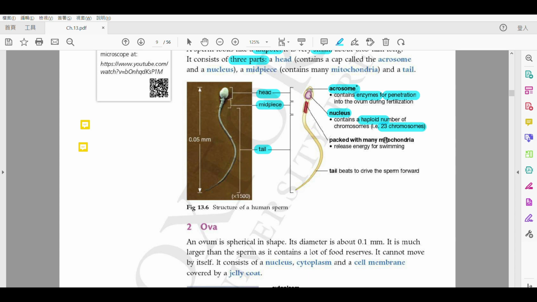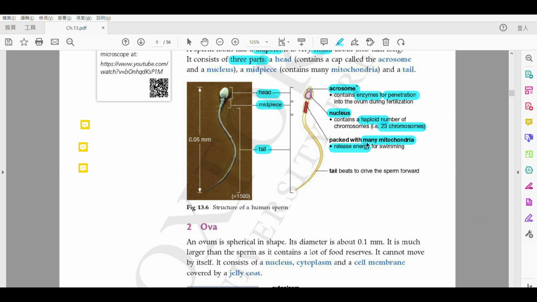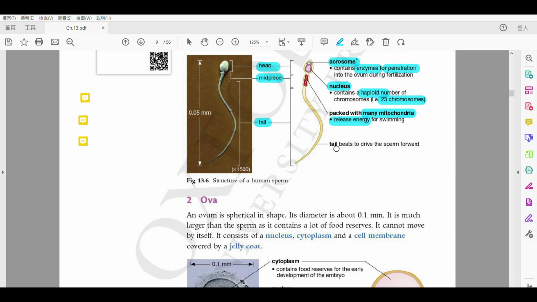Okay, and then when we talk about the mid-piece, this is also very important, because there are many mitochondria. Mitochondria, what is it? Revision again. Mitochondria is the site of respiration. So what is respiration? It produces energy. If there are many mitochondria, what is it used for? It will release energy for the sperm to swim to the oviduct from the vagina or the uterus. Okay, and the last part will be the tail.